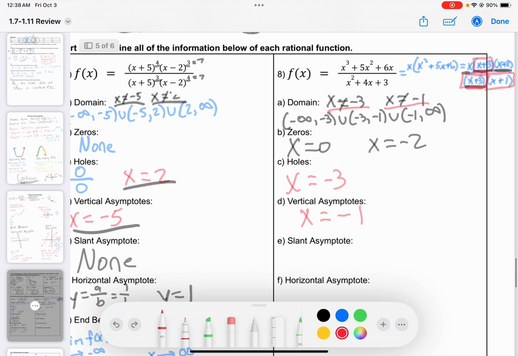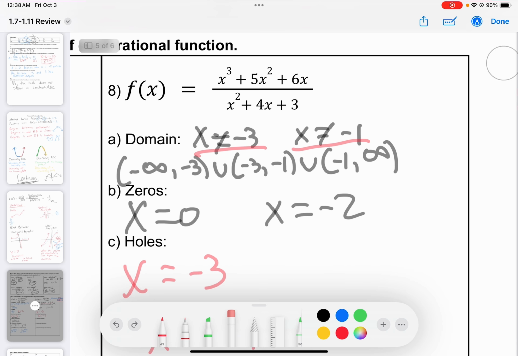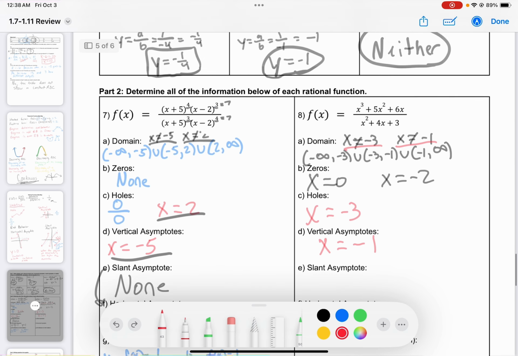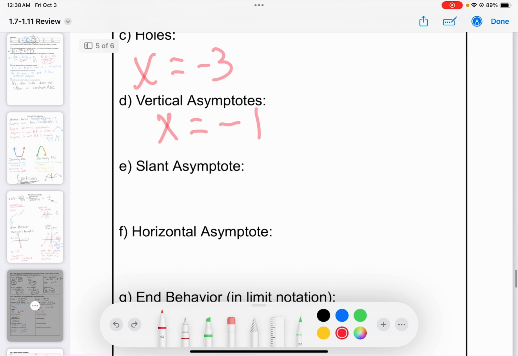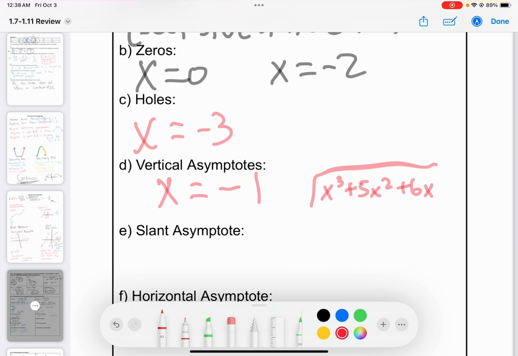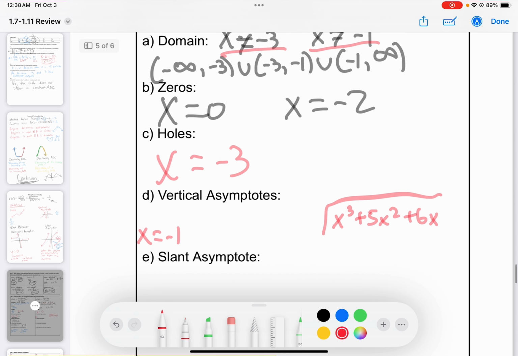All right, a slant asymptote happens when the degree of the numerator is 1 higher than the denominator, and that's exactly what we have here. Up here, the degree is clearly 3, and down here the degree is clearly 2. So we can do some polynomial long division: x to the third plus 5x squared plus 6x, divided by x squared plus 4x plus 3. I'm just going to write the x equals negative 1 smaller off to the side.